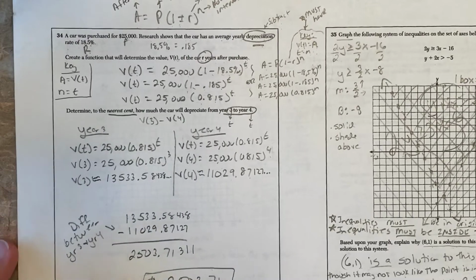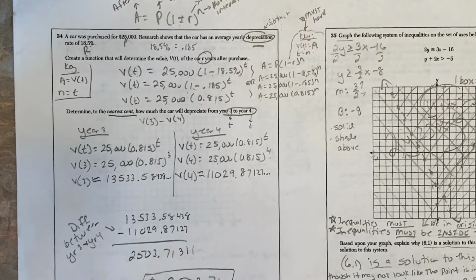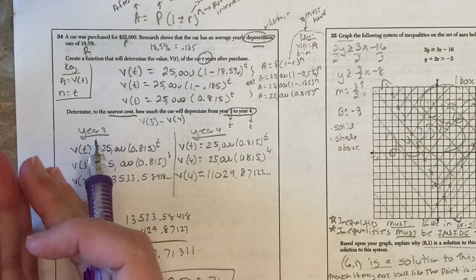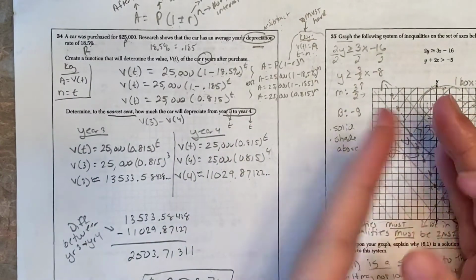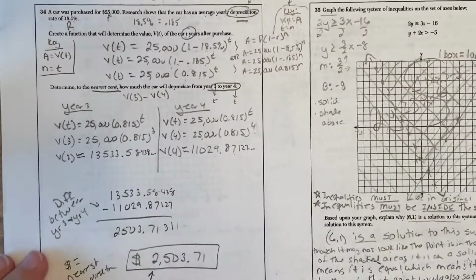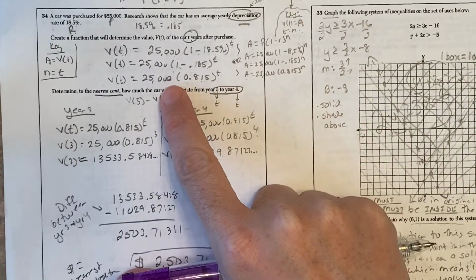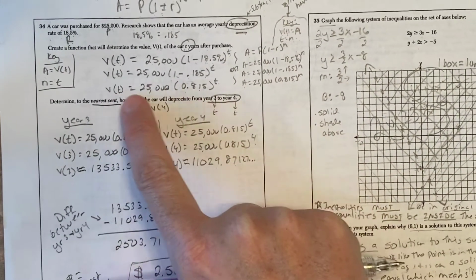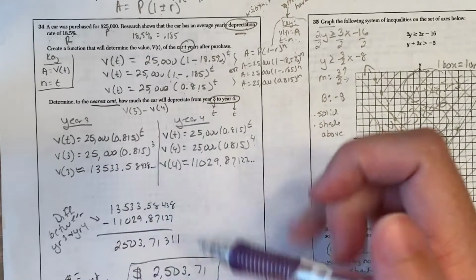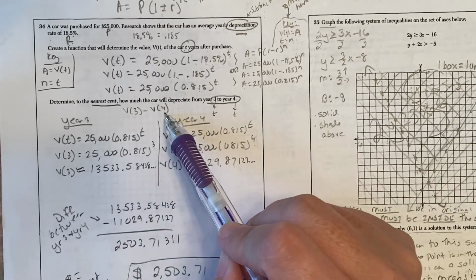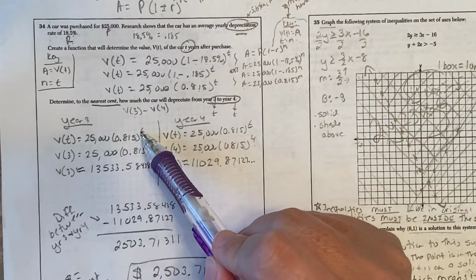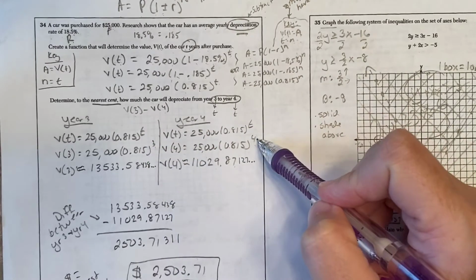So it says determine to the nearest cent how much the car will depreciate from year 3 to 4. So we want to know the difference. We've got to figure out the price for year 3, the price for year 4, and then figure out the difference. Okay, so basically I'm just going to use the equation from above, and I'm going to use this one since they wanted us to do V of t anyway. And I'm going to do year 3 minus year 4. So I just plug in here: 3 is your t, and here 4 is your t.